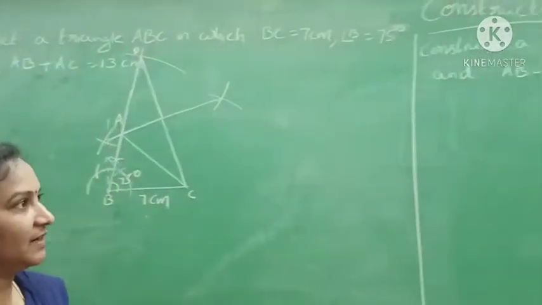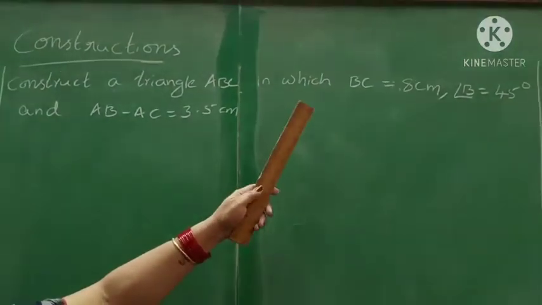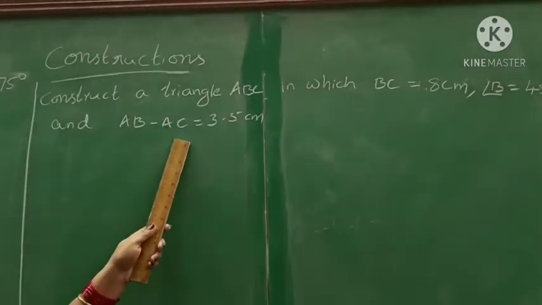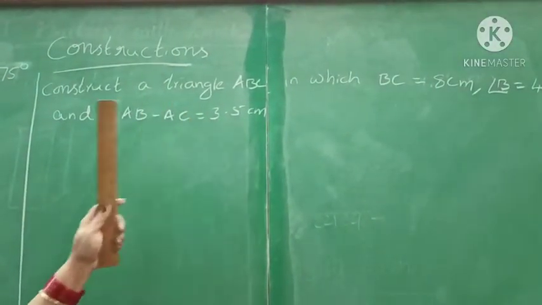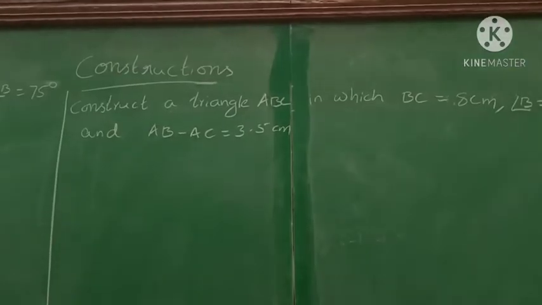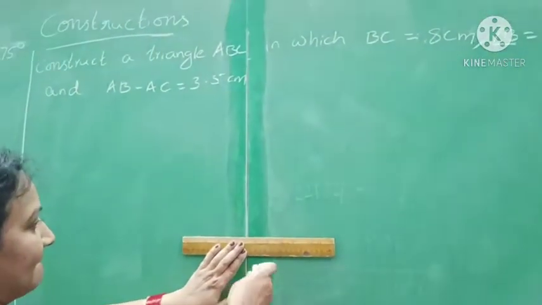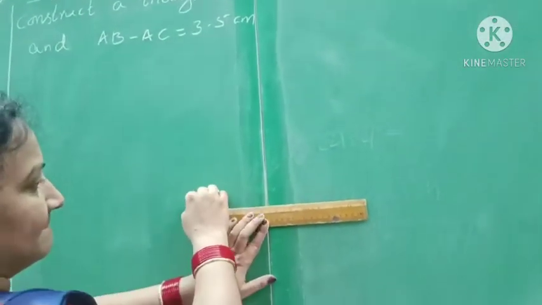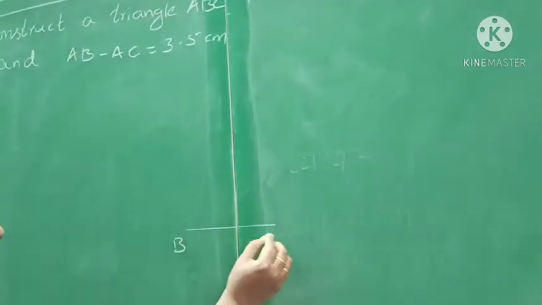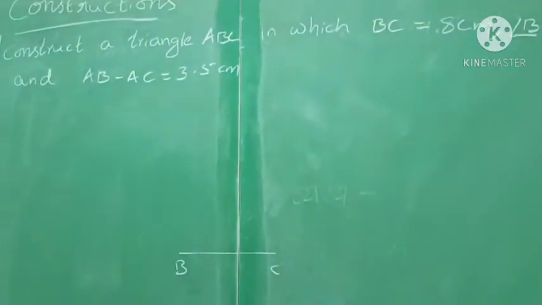Now let us go for the other question, that is to construct a triangle ABC in which the base is given, angle is given, and the difference of two sides is given, 3.5. Here the sum of two sides was given, here the difference of two sides is given. For this one, let us take 8 centimeters, which is BC. 8 centimeters BC, angle B is equal to 45 degrees.